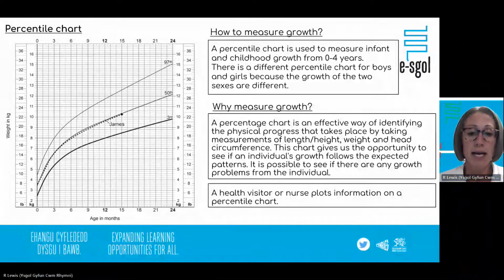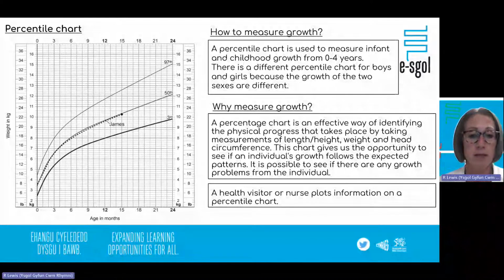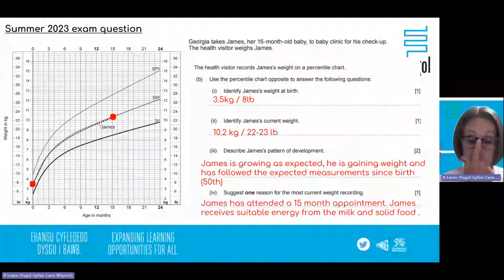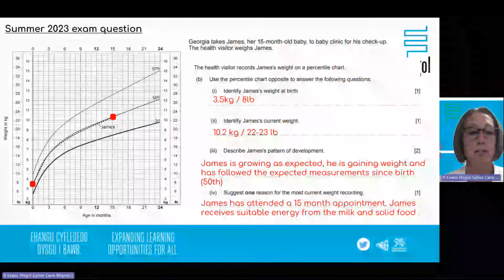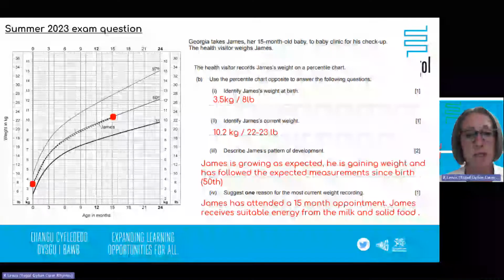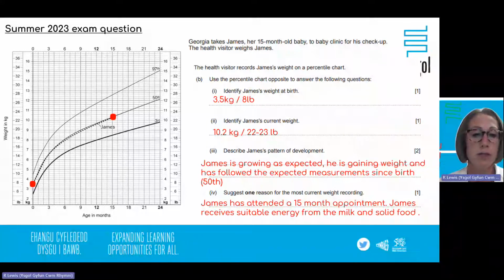Normally, a health visitor or nurse plots this information on a percentile chart and not a midwife, and that's very important to remember. This is an exam question from the summer series of 23. Georgia takes James, her 15-month-old baby, to baby clinic for his checkup. The health visitor weighs James and records James' weight on a percentile chart. Use the percentile chart opposite to answer the following questions.